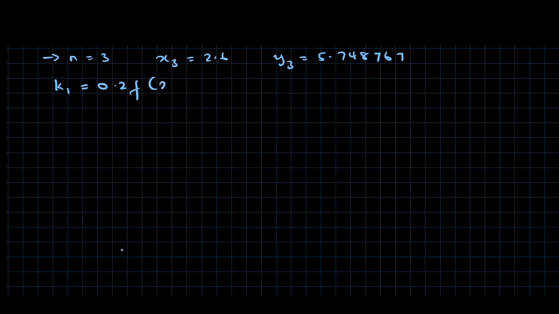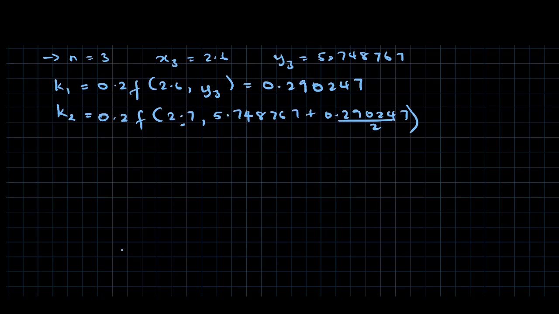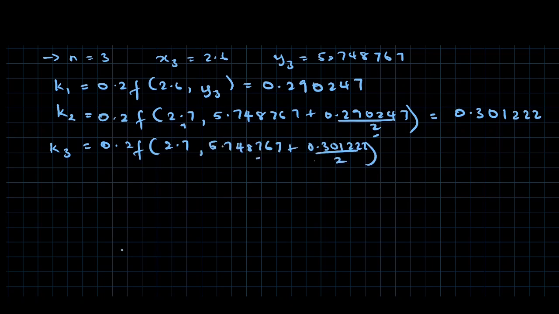So now for n equals 3, x3 equals 2.6, and y3 equals 5.748767. So now for k1 again, we're going to have 0.2 f(2.6, ...), and this is going to give you 0.290247. For k2, we're going to have 0.2 f(2.7, ...). Now this is 2.6 plus 0.2/2 from the formula, and this as well is also from the formula. So that gives you 0.301222.